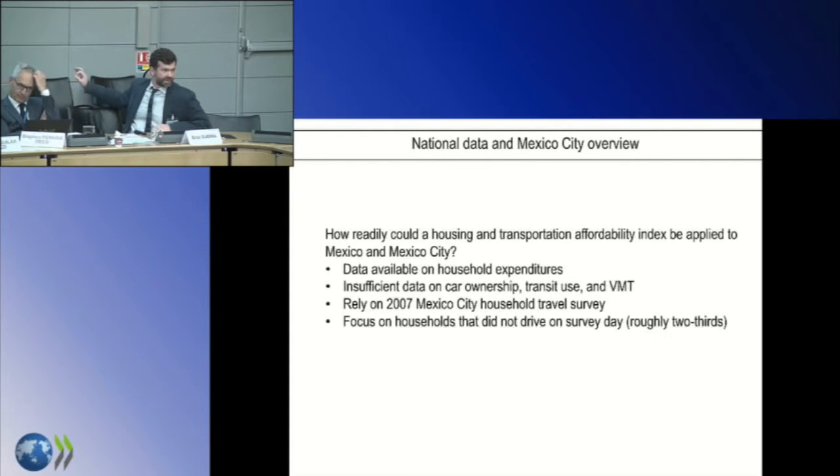At the same time, for this analysis, I wound up dropping car ownership. Part of the reason is that poorer households tend not to drive in Mexico City, and you get some real spatial differences. In Mexico, wealthy households tend to locate in the center, and they tend to own and use cars. So if you accounted for car ownership, you would wind up estimating that transportation costs in the center are higher, because you have more people using cars in the center. So I focused on households that didn't drive on the survey day. That's roughly two-thirds of all the households in the sample, a sample of about 42,000 households.